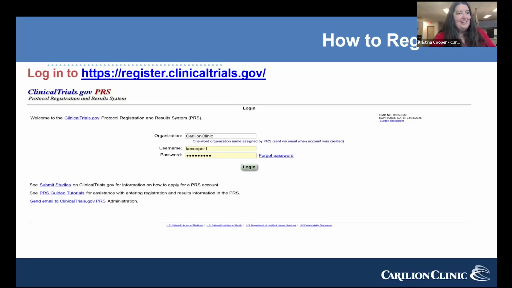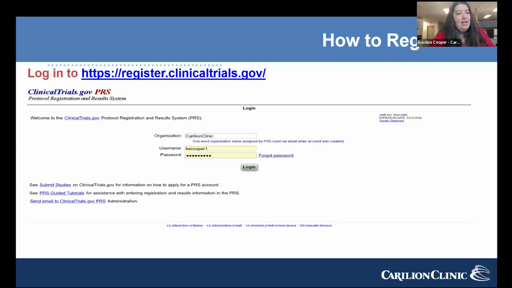So how do we register? ClinicalTrials.gov is the public access site. Register.clinicaltrials.gov is the PRS system, the Protocol Registration and Results System. Our organization, if you're under Carilion Clinic, is going to be Carilion Clinic with no space. They want one-word organizations, so that's what they've created for us.